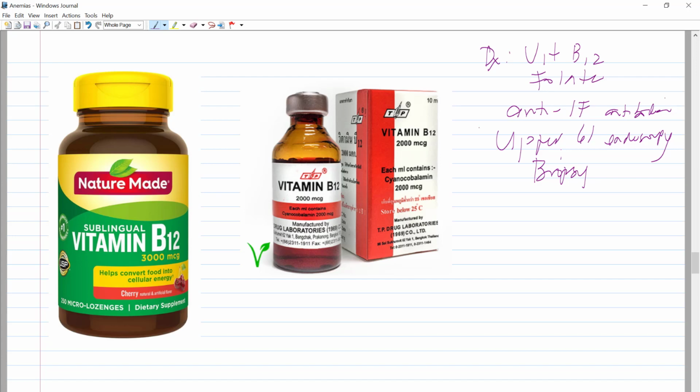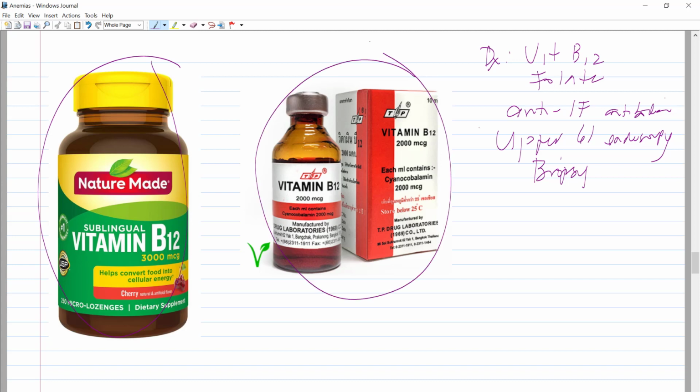Remember that, because sometimes we think, it's vitamin B12 deficiency anemia, let's just give foods that are high in vitamin B12. But nope, it's not going to happen. Your patient needs lifelong administration of cobalamin. It can be oral, or it can be parenteral or IM injection.